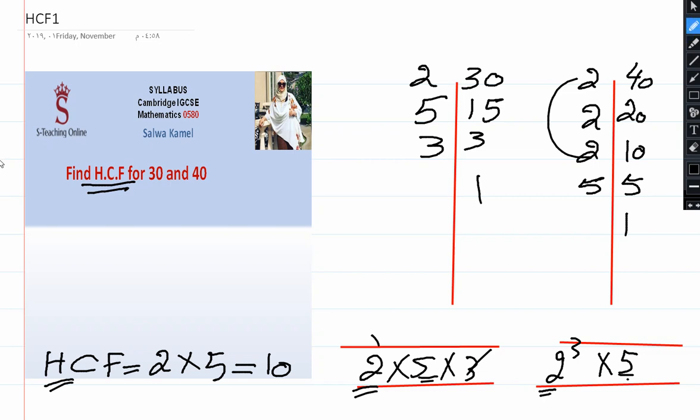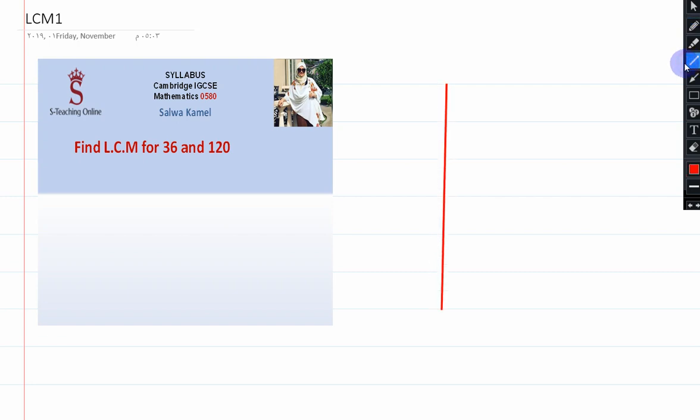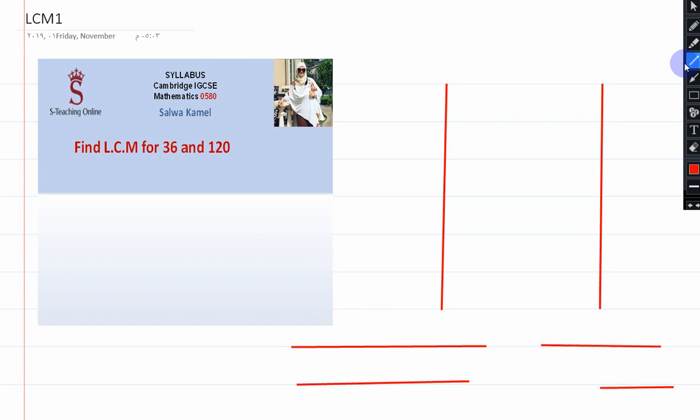What about the lowest common multiple? Let's take an example. It asks you to find the lowest common multiple for 36 and 120. I'm going to do the same. I will draw my lines here to factorize the two numbers, with my boxes to write my factorization so I can compare easily without mistakes.